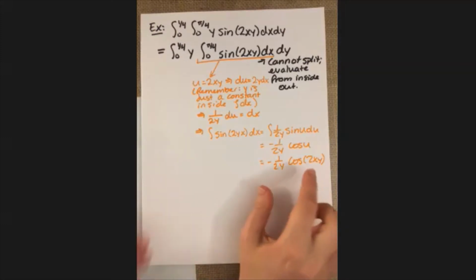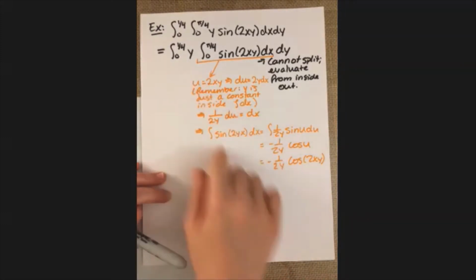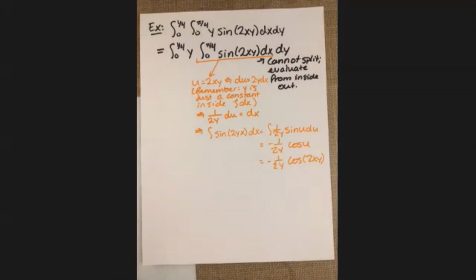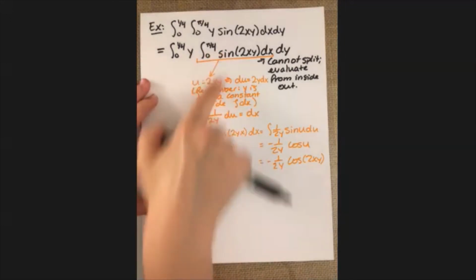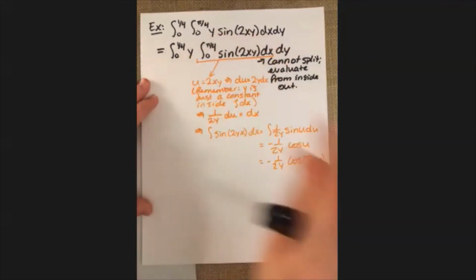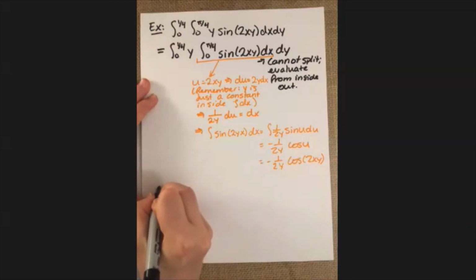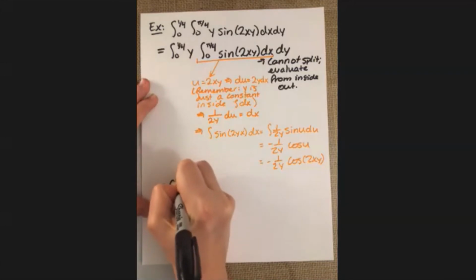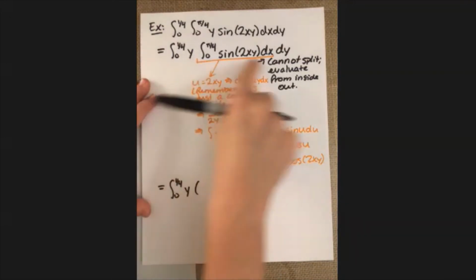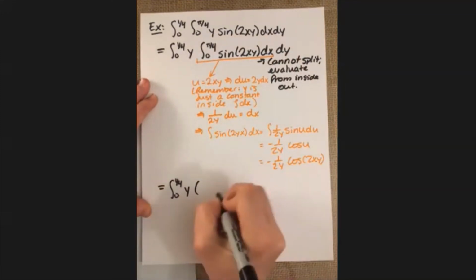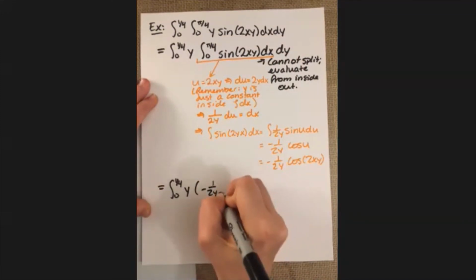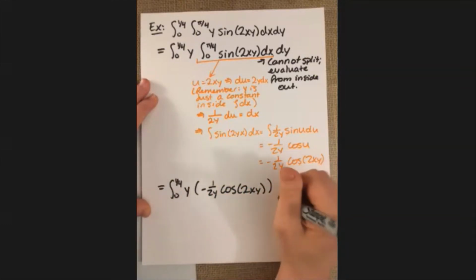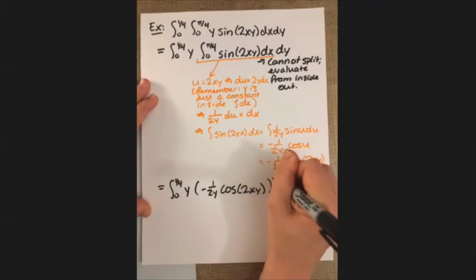Notice that I didn't really worry too much with my endpoints here with u sub. My personal preference is to just go through, do the u sub, and worry about endpoints at the end. So that's what we're going to do now, now that we're looking at substituting this back into our integral. So this whole thing here is all equal to the integral from 0 to 1 over 4 y times our newly computed integral here. We got negative 1 over 2y cosine of 2xy, and this is all evaluated from 0 to pi over 4.